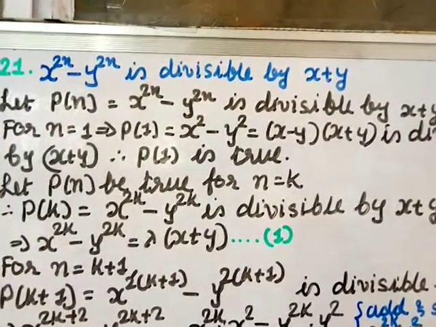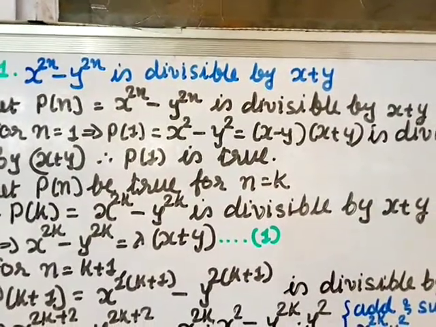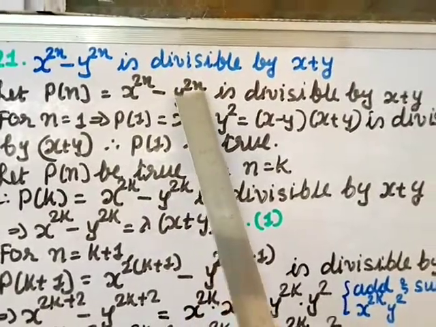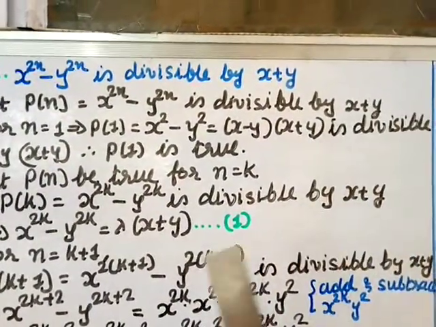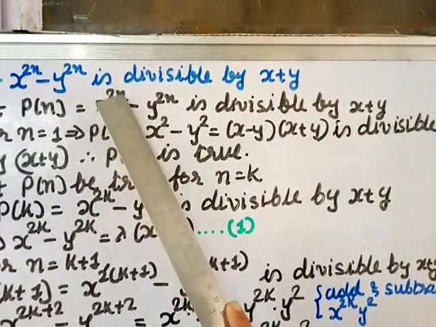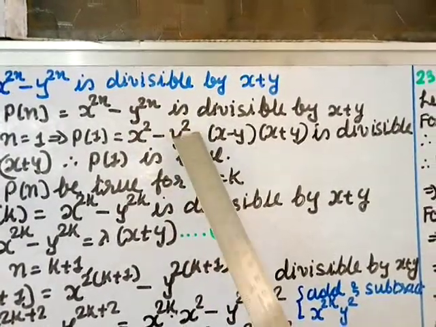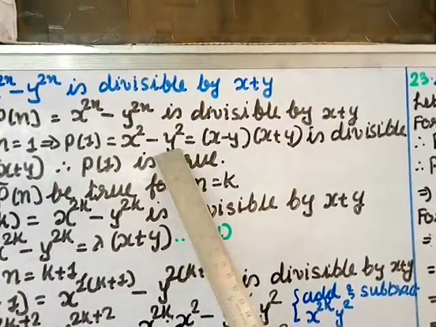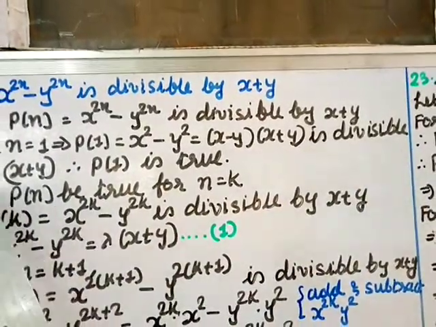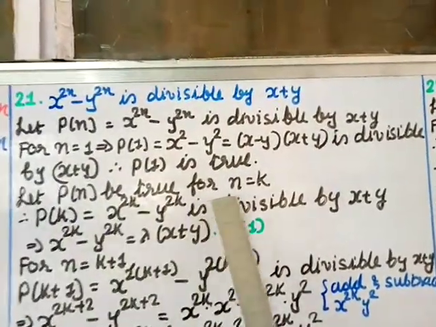Question number 21. x power 2n minus y power 2n is divisible by x plus y. Let Pn be: x power 2n minus y power 2n is divisible by x plus y. Check for n equal to 1. So P1 is x power 2 into 1, that is 2, minus y power 2 into 1, that is 2, equal to x minus y times x plus y, as it has factors of x minus y and x plus y, and this is obviously divisible by x plus y. Therefore, P1 is true.